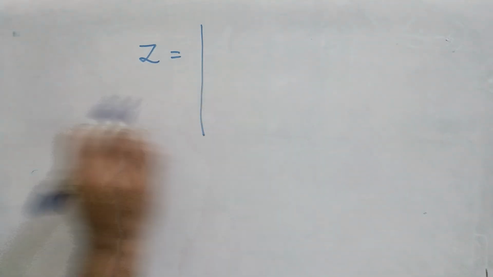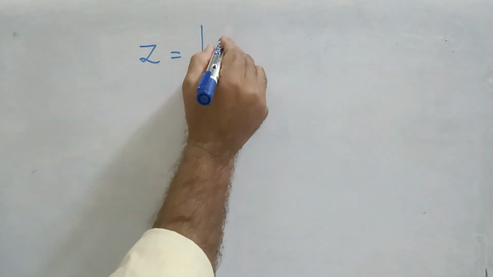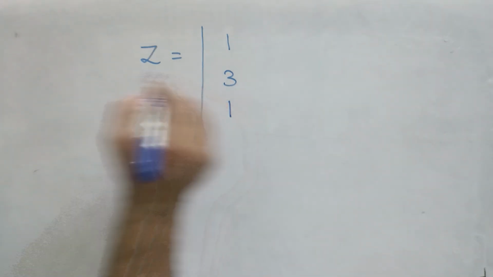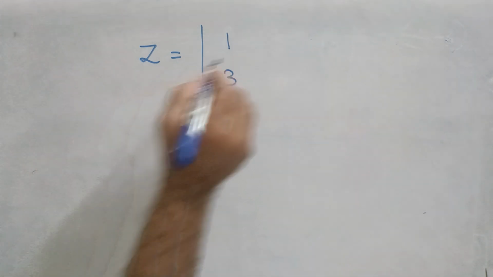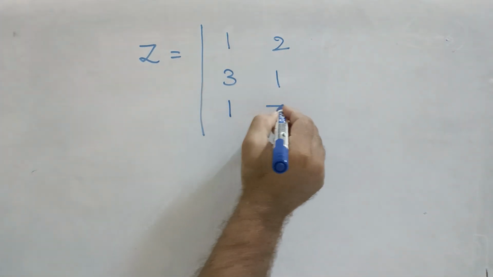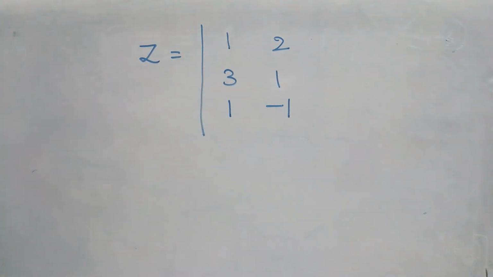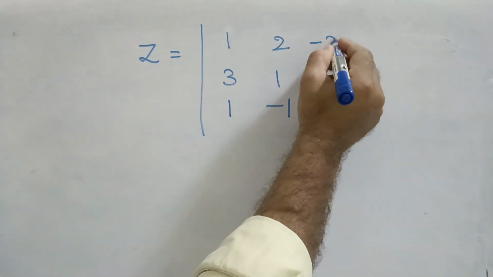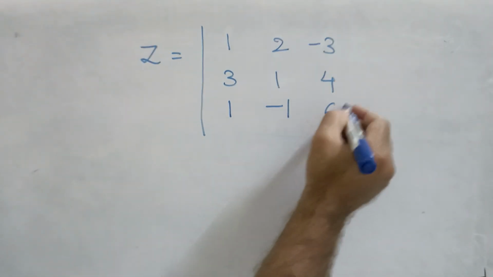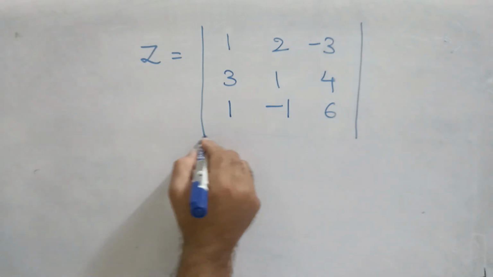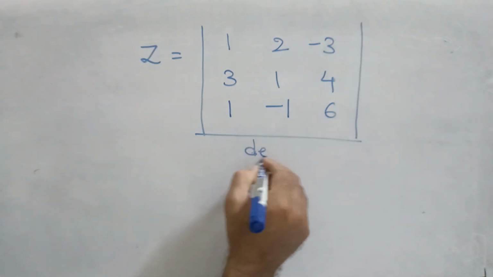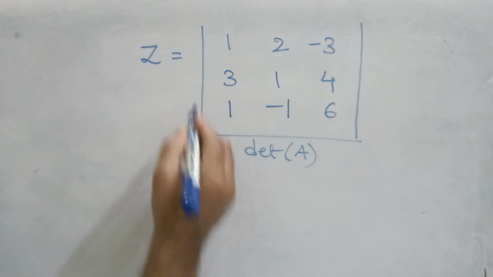So what is the first column? The first is nothing but 1 3 1. What is the second? 2 1 minus 1 from the matrix. And what is the third one? Definitely it is minus 3 4 6, divided by the determinant of A. That is the formula for z.